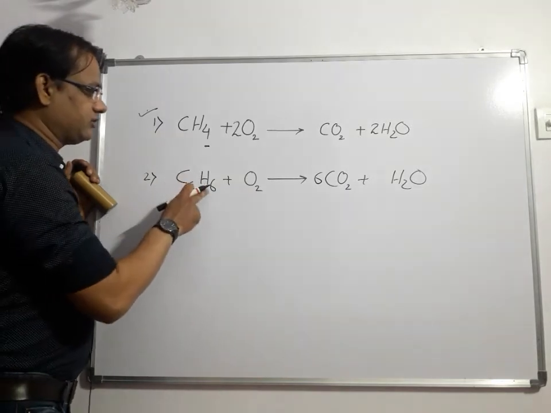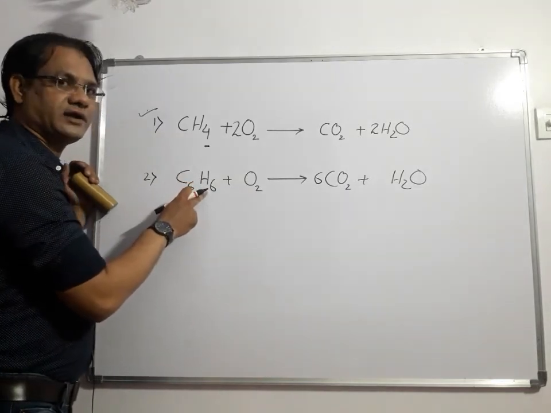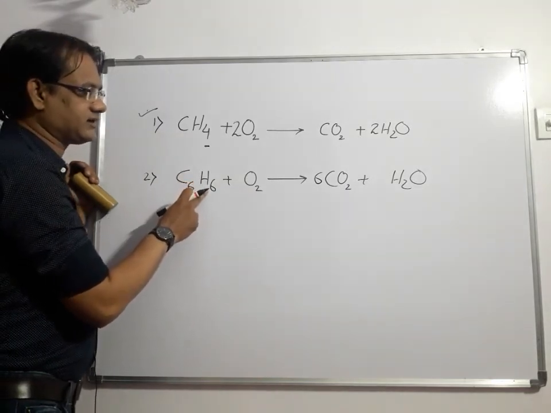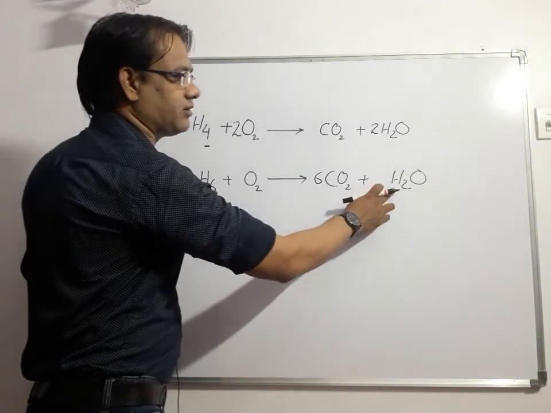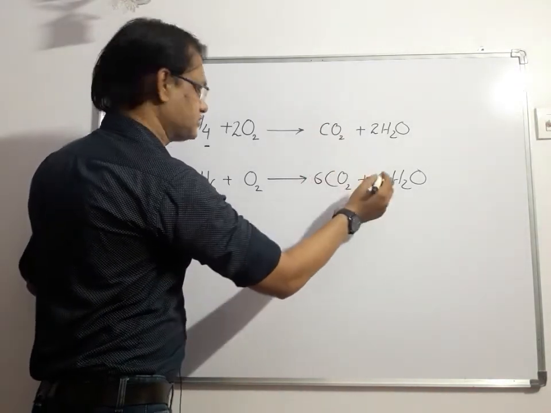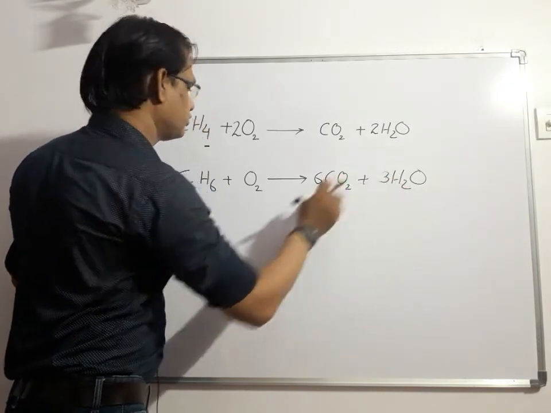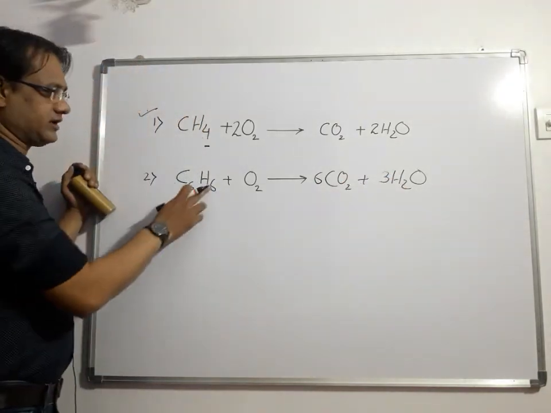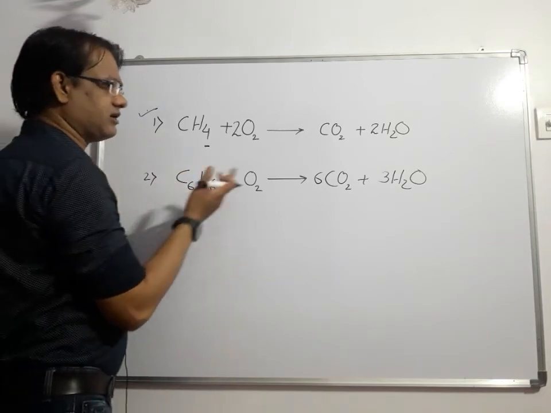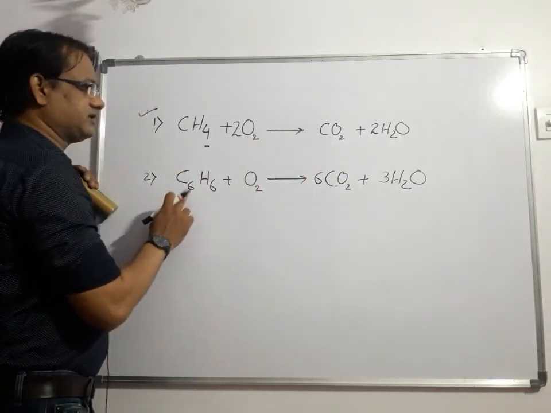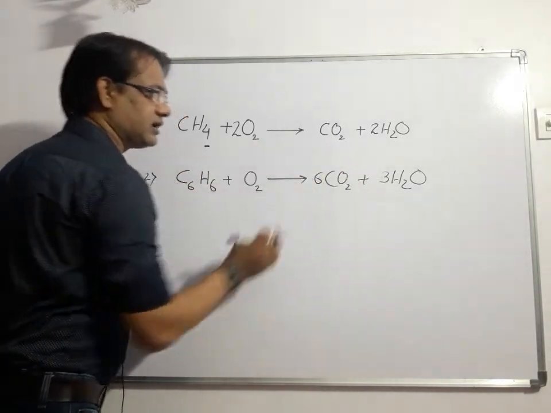Now what I will do, I will balance this hydrogen atom. So there are 6 hydrogen atoms and there are only 2 hydrogen atoms. So I will put 3 here. So it will become 3 into 2, 6. Here 6 hydrogen atoms are already present. So this carbon is balanced. Now these hydrogens are also balanced.